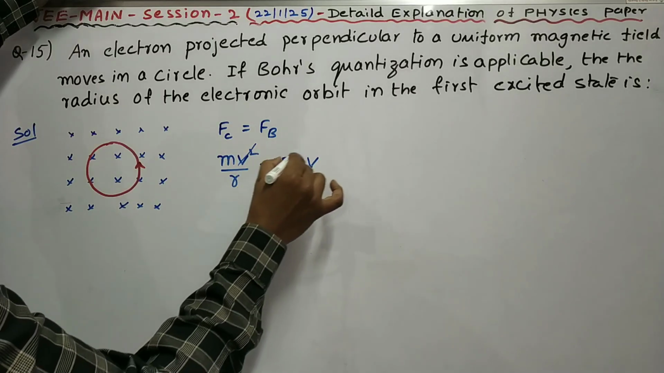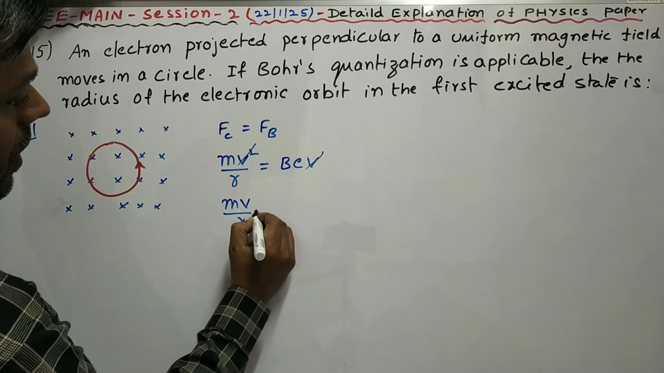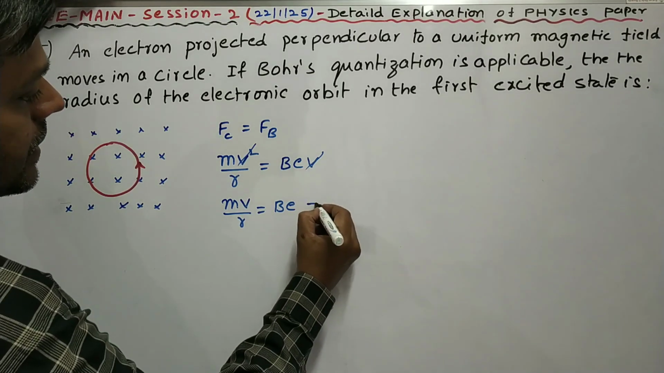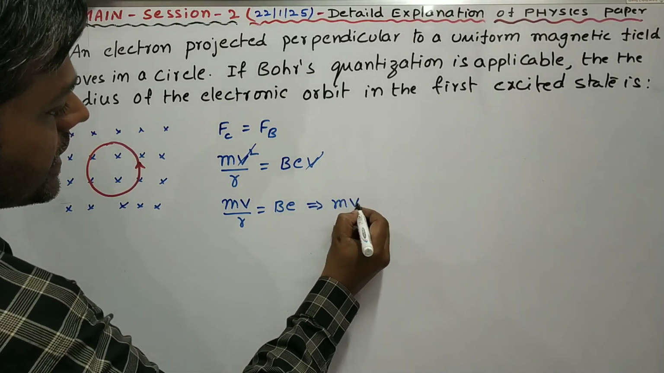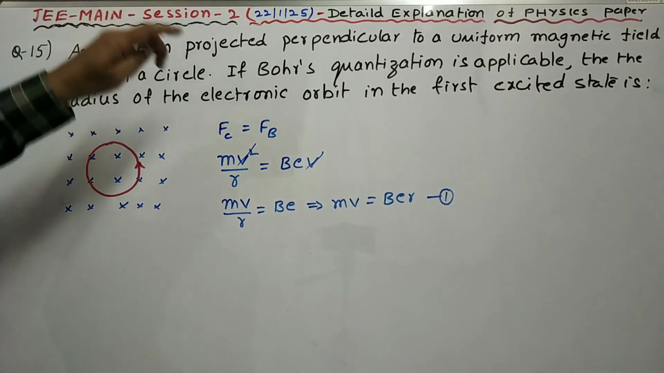On both sides, v is cancelled. You get mv by r is equal to Be. That implies mv is equal to B into e into r. This is equation 1. Next, what happens?